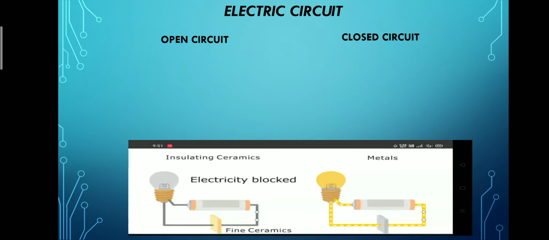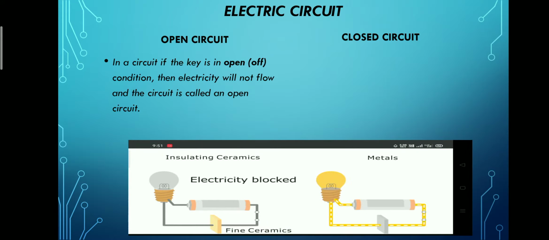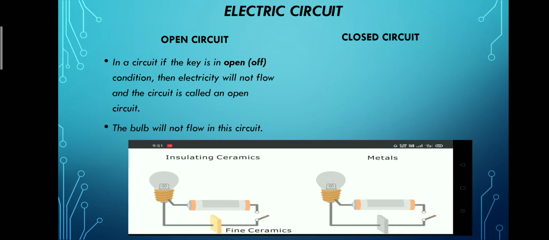So next is the types of electric circuit. There are two main classes of electric circuit: open circuit and closed circuit. In an open circuit, the key is in the open position, that is the off condition, so the electricity will not flow through it. Look at this here. The key is in the off position, so the electric current won't flow through it.